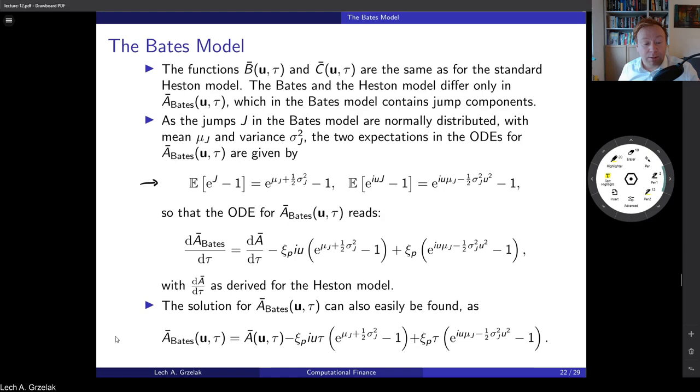So then the summary of this: the only difference in the characteristic function between the Heston and the Bates model is in the A. So A for the Bates model is equal to A of the Heston model, and we have those two corrections that need to be included. Those two correction terms include all the information about jumps. You can see we have Xi P, the intensity, we have Mu J, the location of the jump, and we have the uncertainty of the jump. Except for that, there's nothing else.